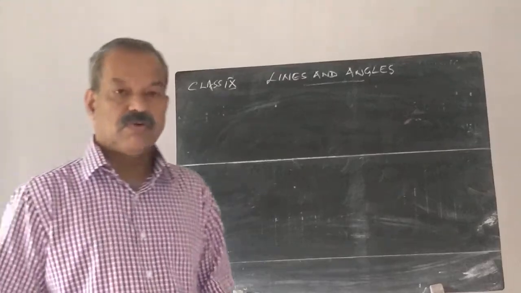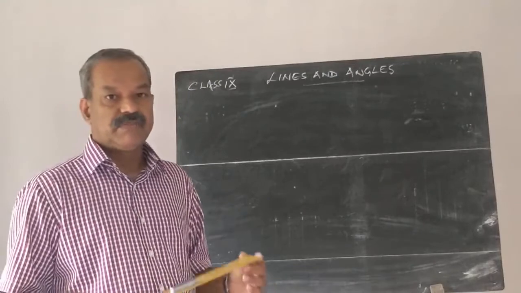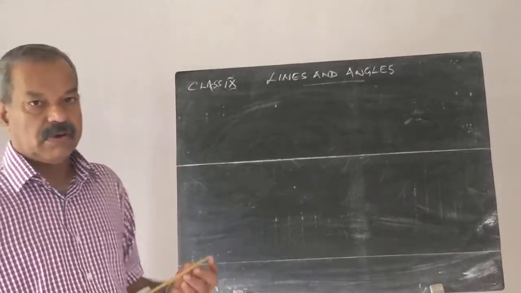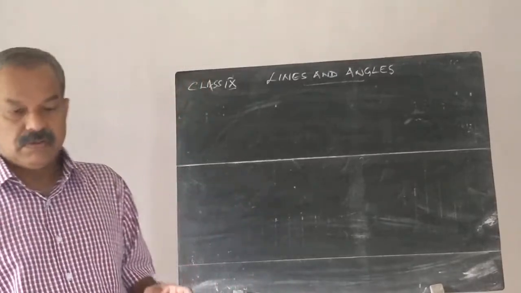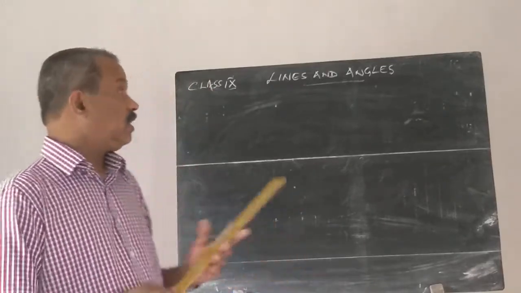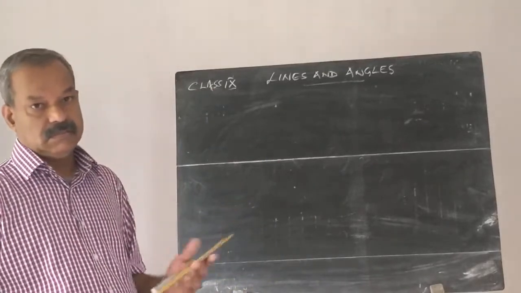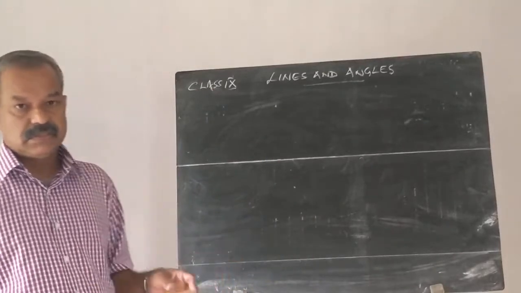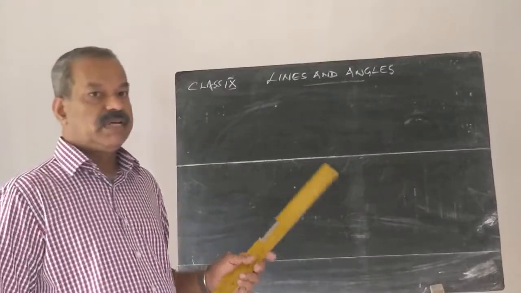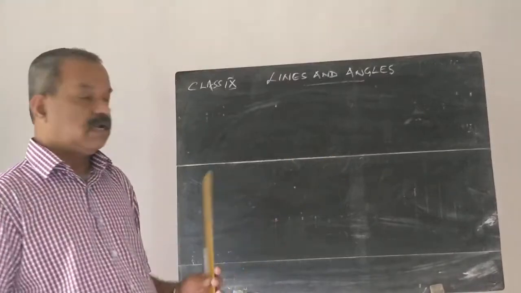Children, so far we have completed the first 4 lessons. Fifth lesson is not required this time. So we are going to learn the 6th lesson, lines and angles. In this session we discuss some important basic terms and definitions of lines and angles.